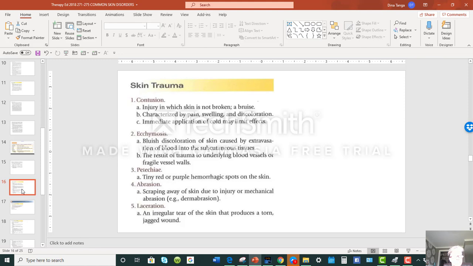Contusion. Injury in which skin is not broken. A bruise. You have got yourself a contusion there, girl. Characterized by pain, swelling, and discoloration. Immediate application of cold may limit effects.